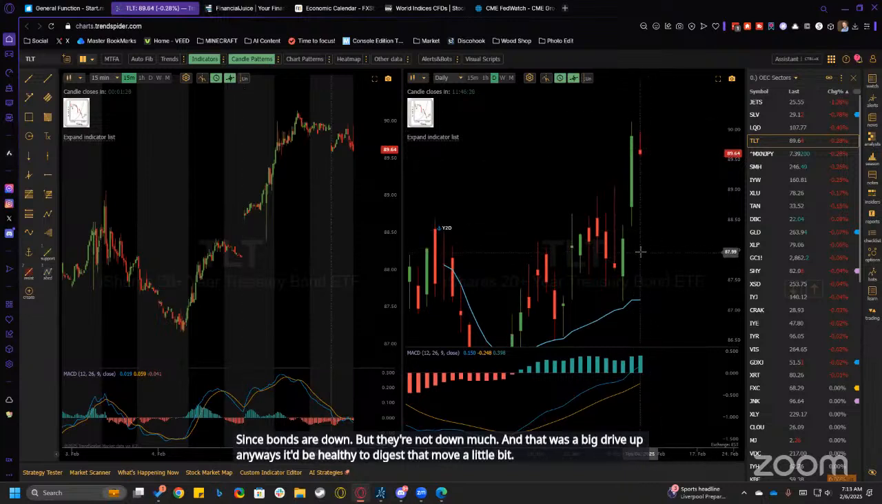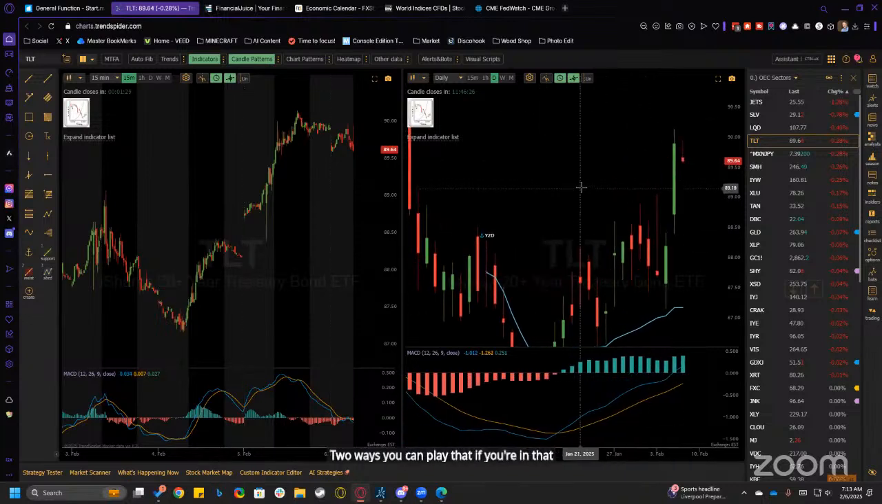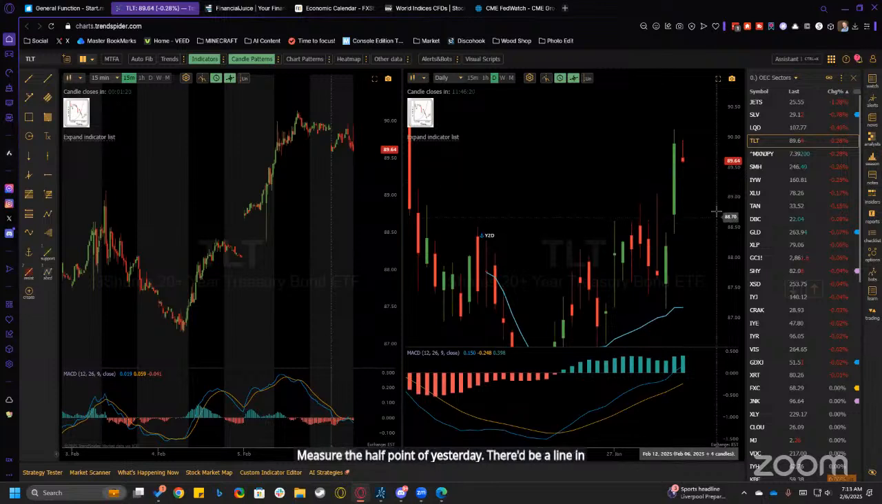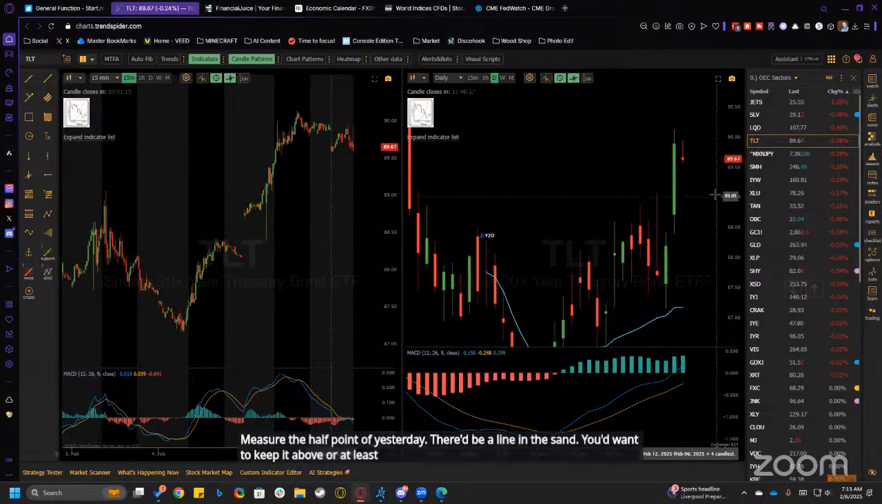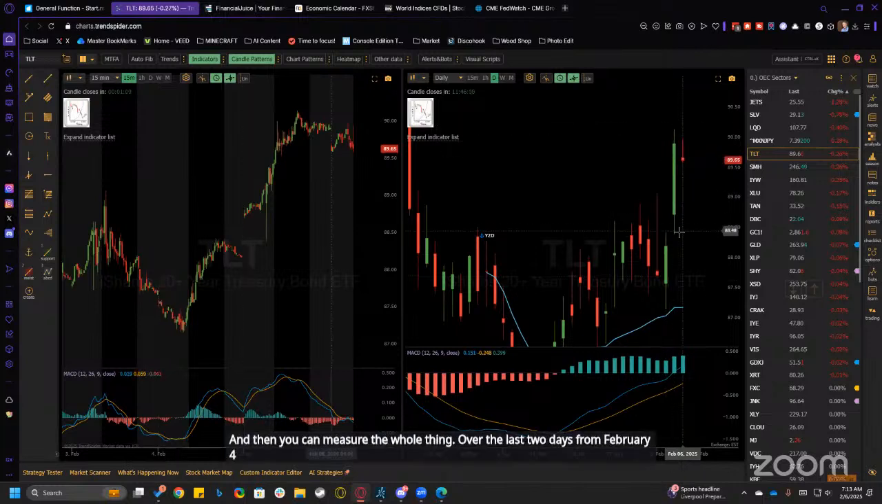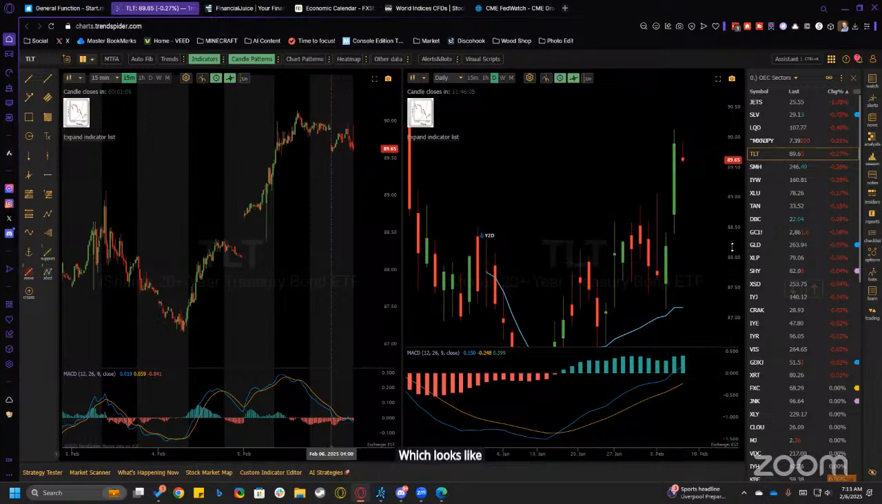Two ways you can play that. If you're in that TLT trade, measure the half point of yesterday. That'd be a line in the sand you'd want to keep it above, or at least just use 89. And then you can measure the whole thing over the last 2 days from February 4 and February 5 and mark the midpoint on that, which looks like it'd come up to about 88.5.